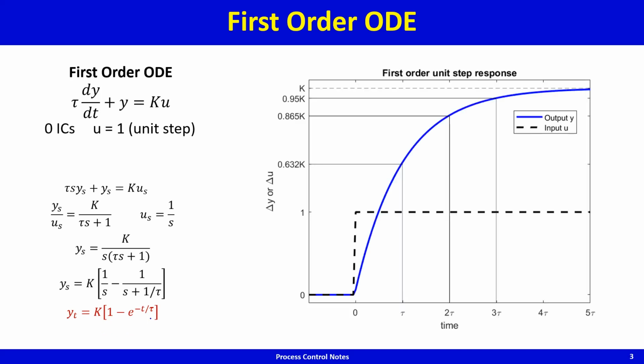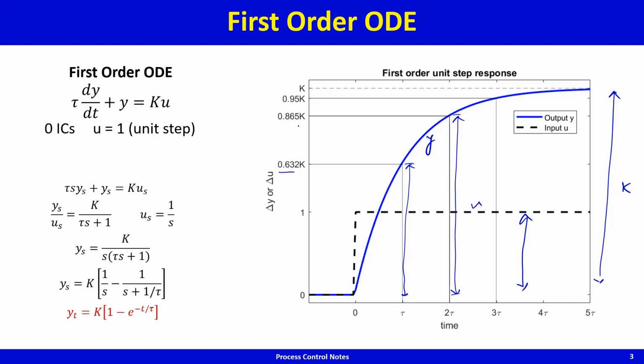Now if you look at this response and if you plot this response, this is u and this is y, and you can see that u changes by 1, the total change in the output is by k, and in one time constant 63.2% of the distance gets traveled. In two time constants 86.5% of the distance gets traveled, and in three time constants 95% of the response completes.